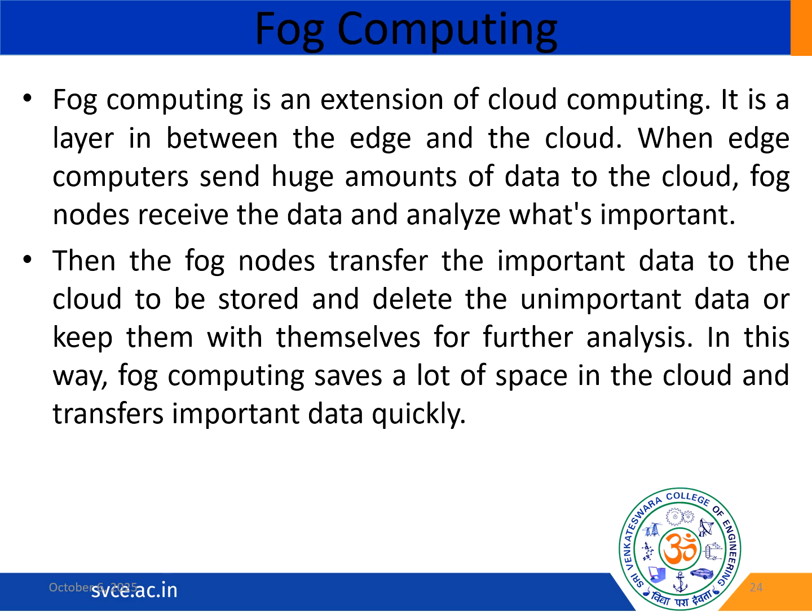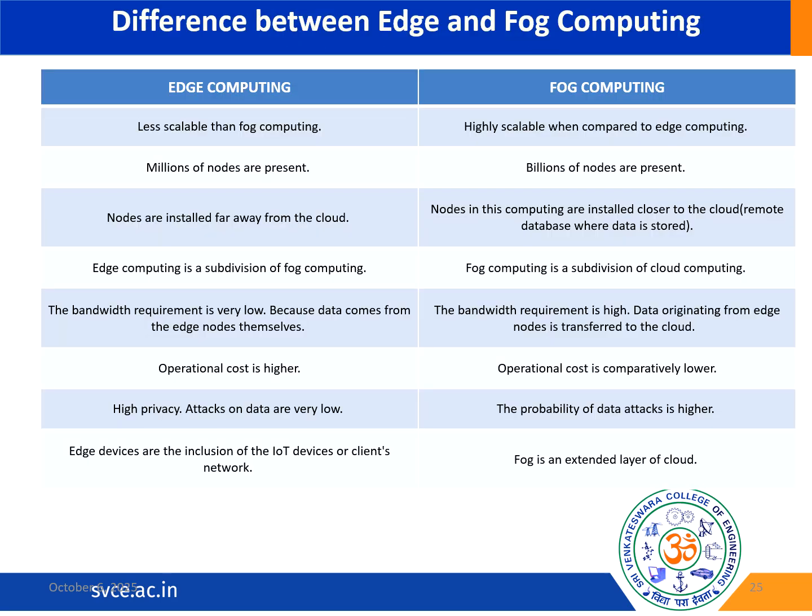So next, moving on to fog computing. Fog computing is an extension of cloud computing. It is a layer in between the edge and the cloud. When the edge computer sends a huge amount of data to the cloud, the fog node receives the data and analyzes what is important. Then the fog node transfers the important data to the cloud to be stored, and it deletes the unwanted, unimportant data or keeps it with itself for further analysis. In this way, fog computing saves a lot of space in the cloud and transfers important data quickly.